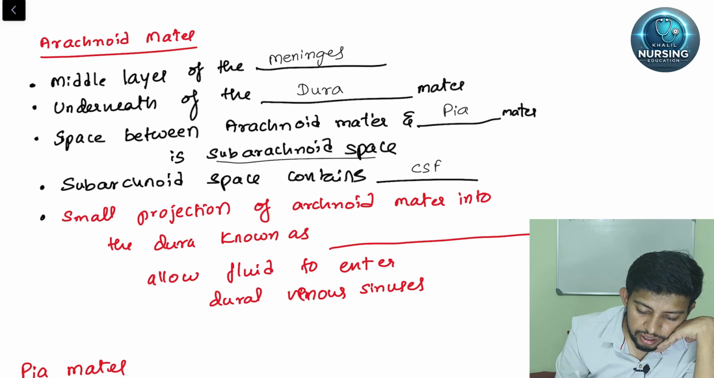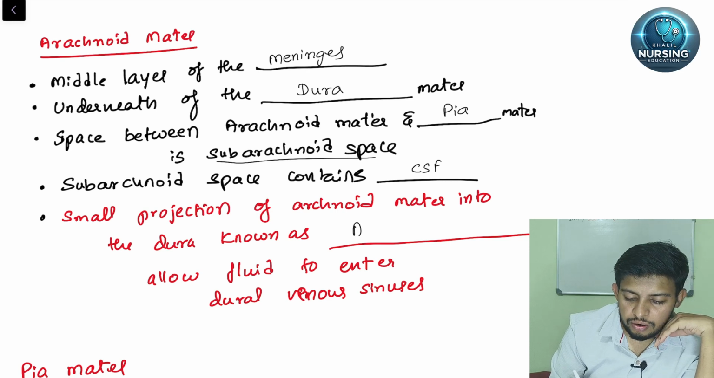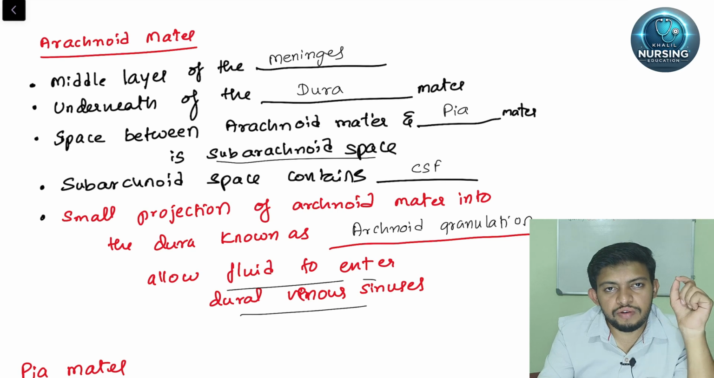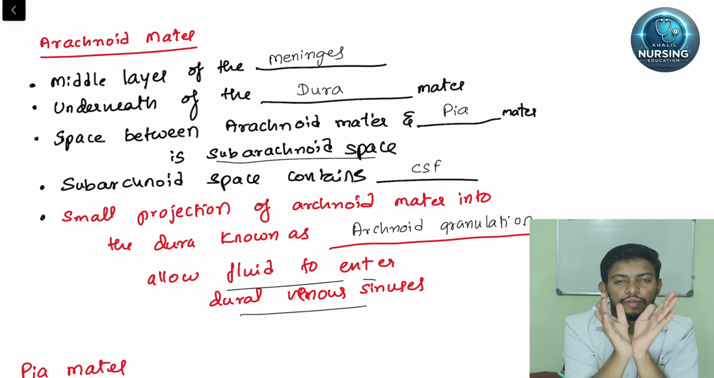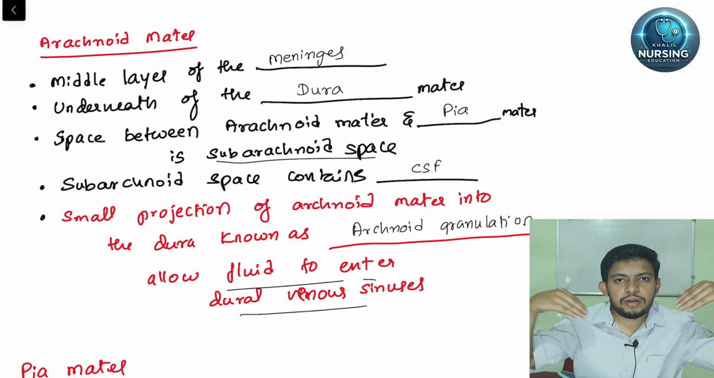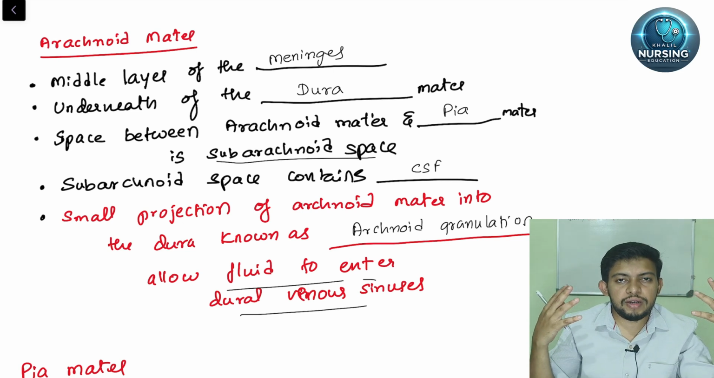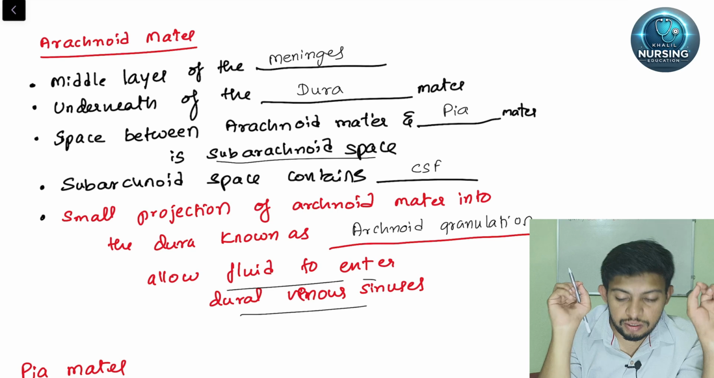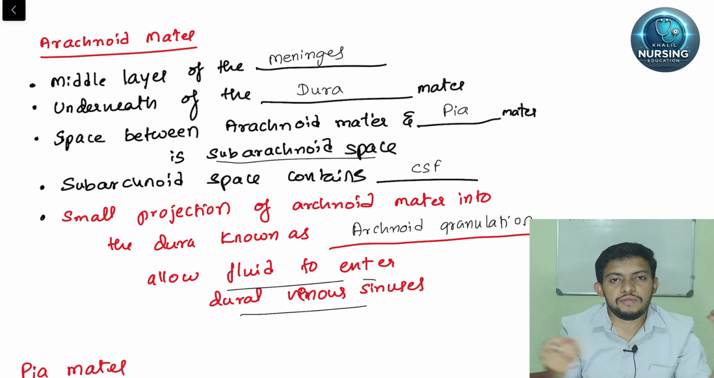What is the small projection of arachnoid mater into the dura mater known as? It is called arachnoid granulation, to allow the fluid to enter into the dural venous sinuses. This one is the superior sagittal venous sinus, and here there is the subarachnoid layer, and the fold of arachnoid mater enters into the venous sinuses. That one will be called arachnoid granulation.